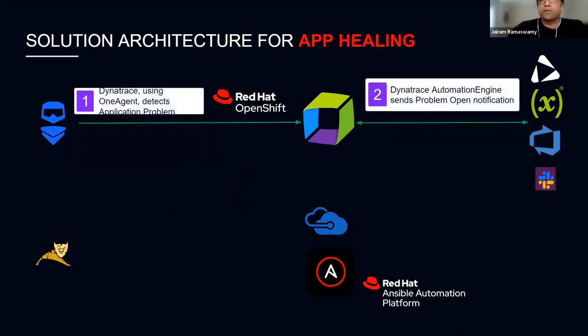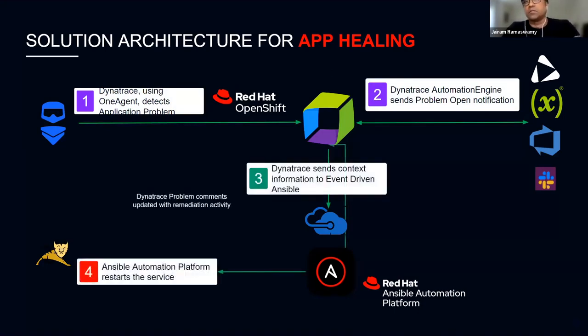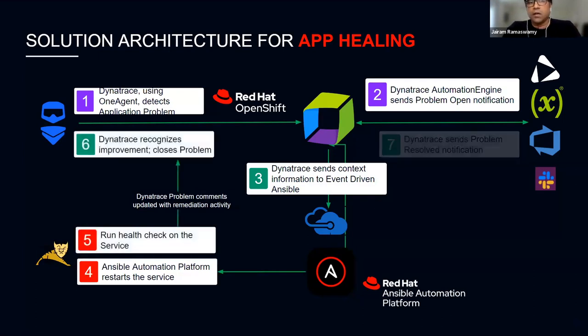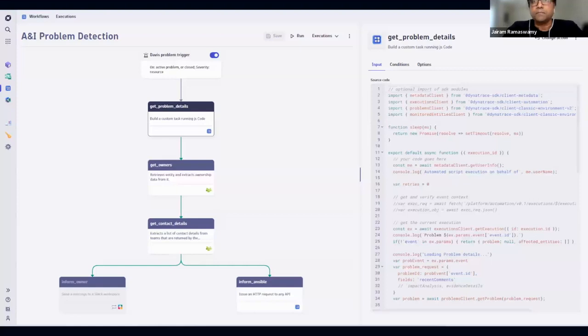This is another one for app healing, very similar, with an app running on OpenShift, but a different remediation action. There's an issue with the service, in this case where we had to restart the service, run a health check on the service, again recognize improvement, and then send this data back to whatever your notification channel is. Now, this is what we are focusing on when we're talking about the automation engine or workflow engine.